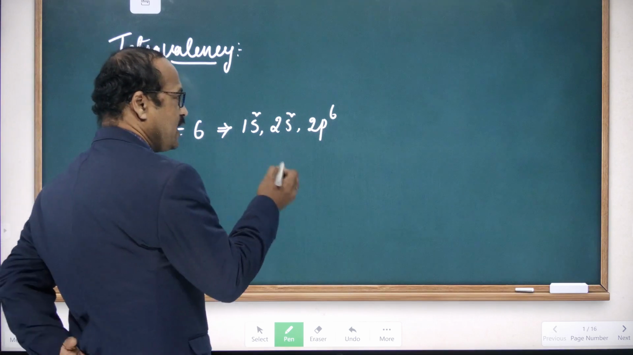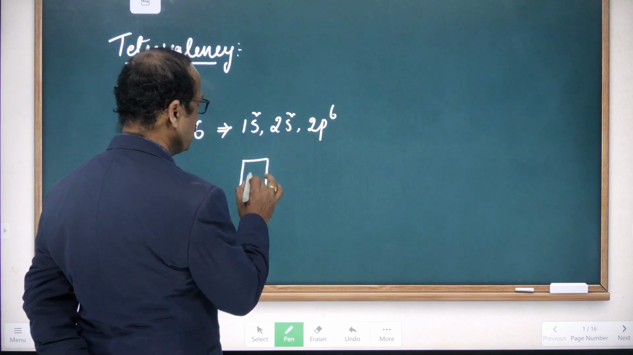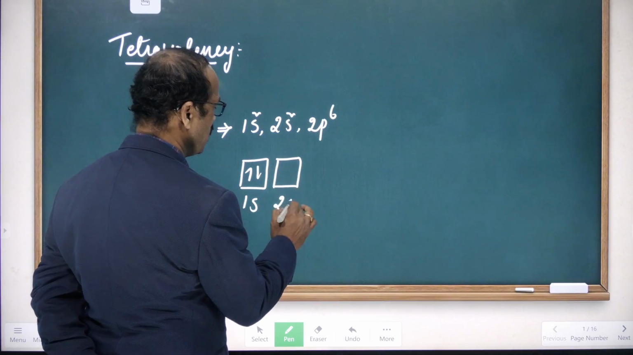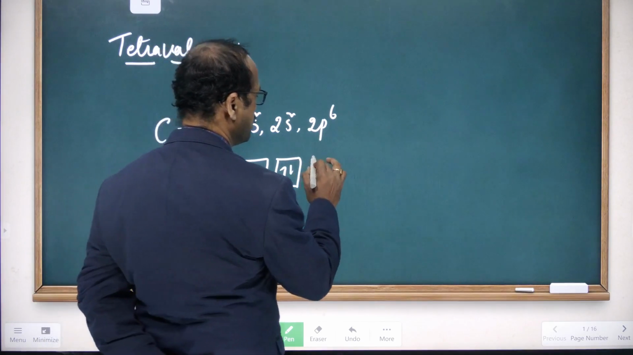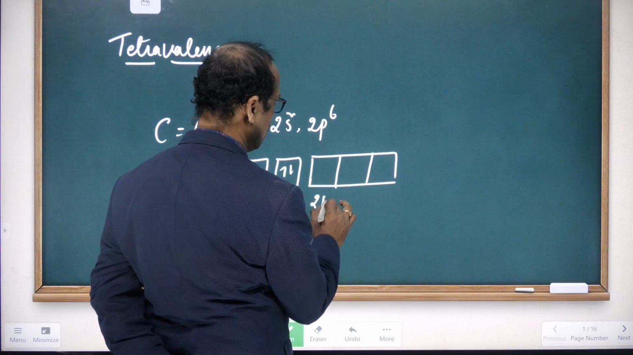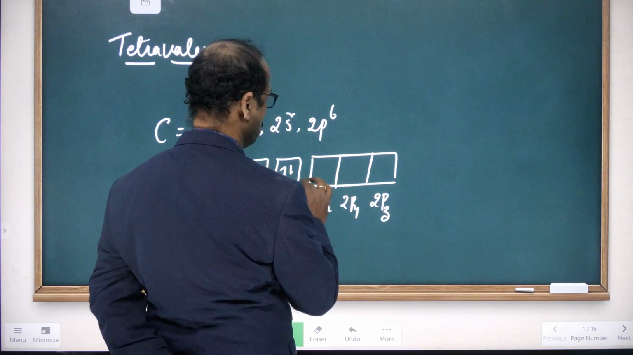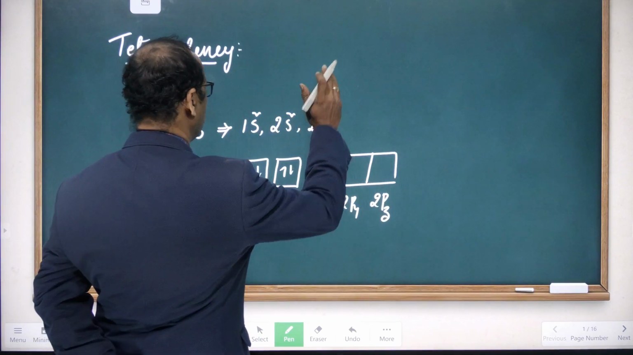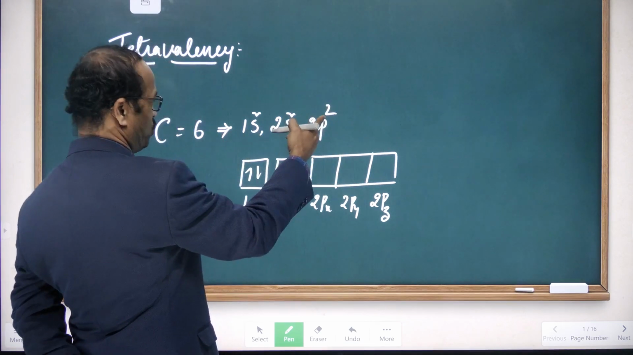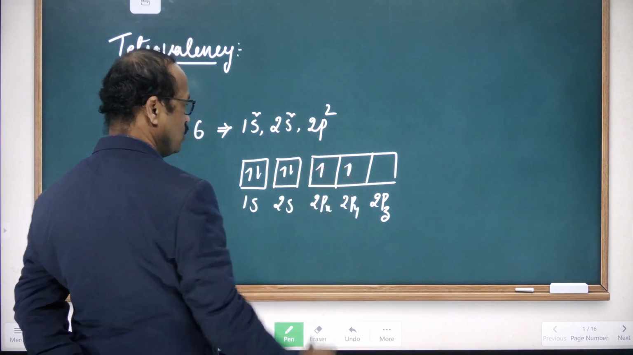Now, if we write it in a box method, this is 1s, so here 2 electrons are there, 1, 2. This is 2s, and here also 2 electrons, 1, 2. And here it is 2p. You know that p has 3 degenerate orbitals called 2px, 2py, 2pz, right? So 3 degenerate orbitals are there. Here this is 2: 1s2, 2s2, 2p2. Okay, 6, no? 2 plus 2 plus 2. Right. So here 2 electrons are there, 1 and 2.